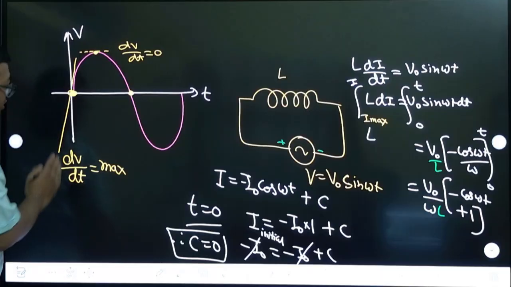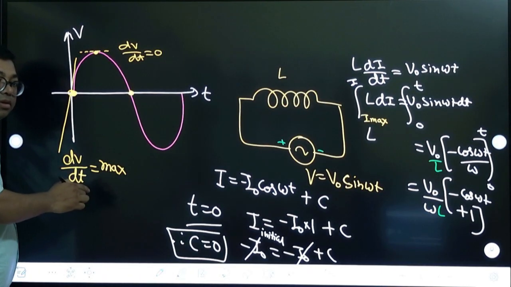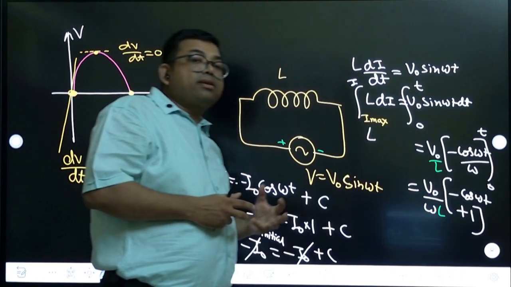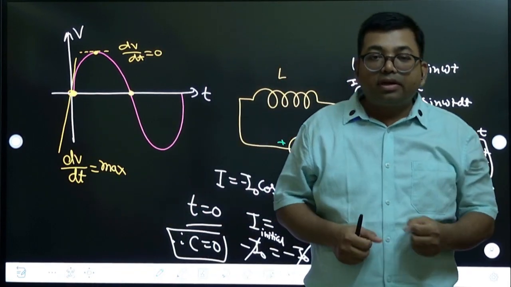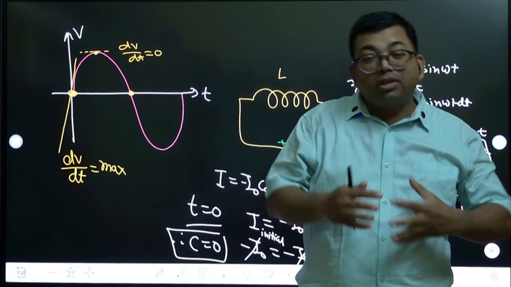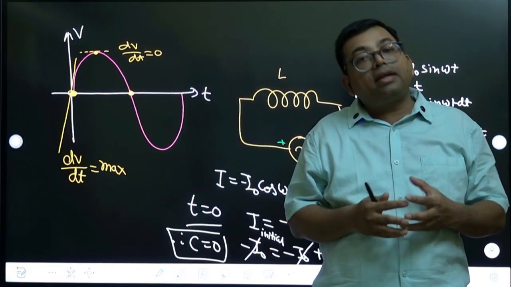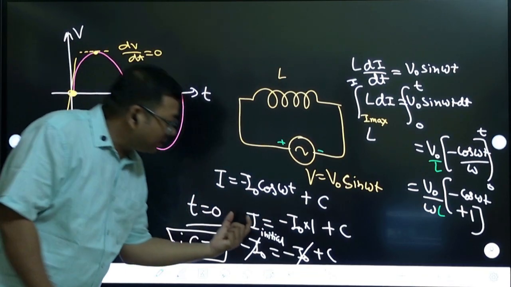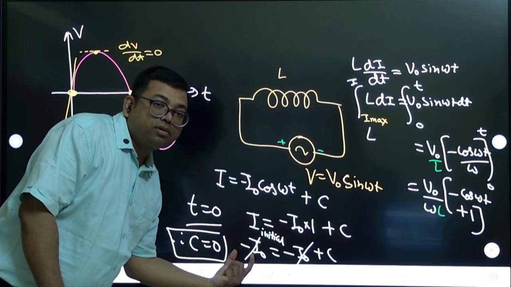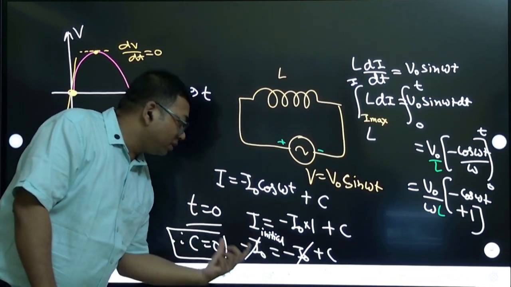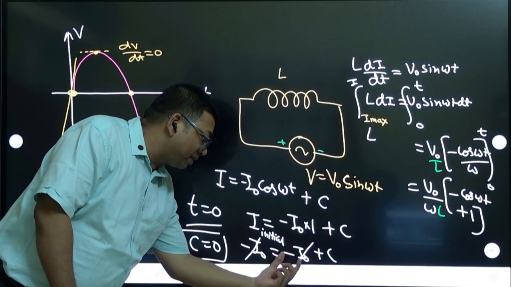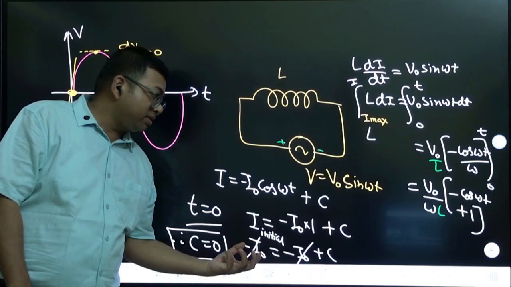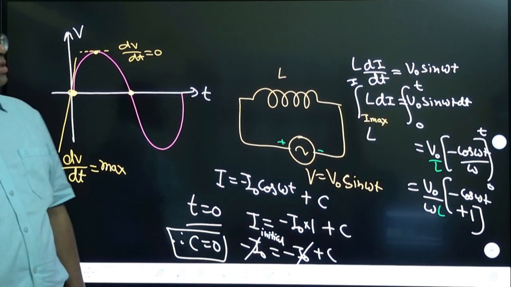Because initially the slope of the voltage is maximum, and in the coil, according to Lenz's law, the coil will try to oppose. So as soon as the voltage change is maximum, the current will be at its minimum. The magnitude of current is maximum, but for I initial you have to write minus I naught. Minus is showing the opposite direction. That's why this minus I naught and that minus I naught get cancelled, because the peak value of current is I naught. That's how C comes as 0.